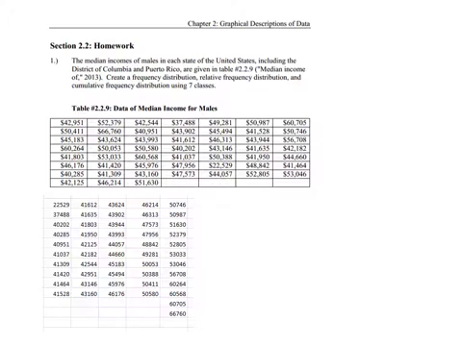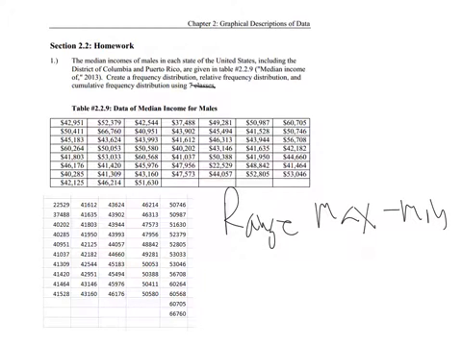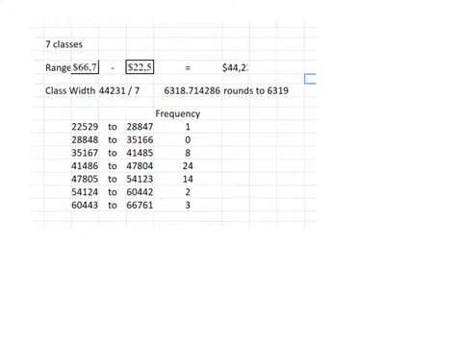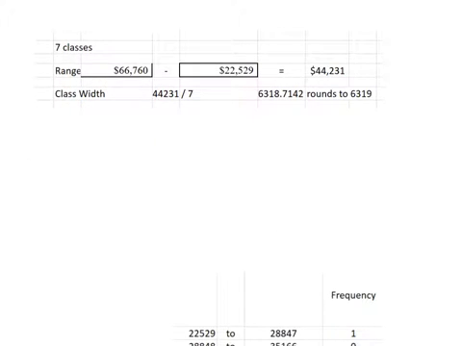So they told us 7 classes. The first process is we've got to find the range, and the way we find the range of a set of data, as you've already seen, is you take the max minus the min. So I'm going to take 22,529 away from 66,760, and that's the range. How much spread is in that set of data? I took the maximum value and subtracted the minimum value and got that difference, and that's the range. That's how wide apart the smallest piece of data is from the largest piece of data.